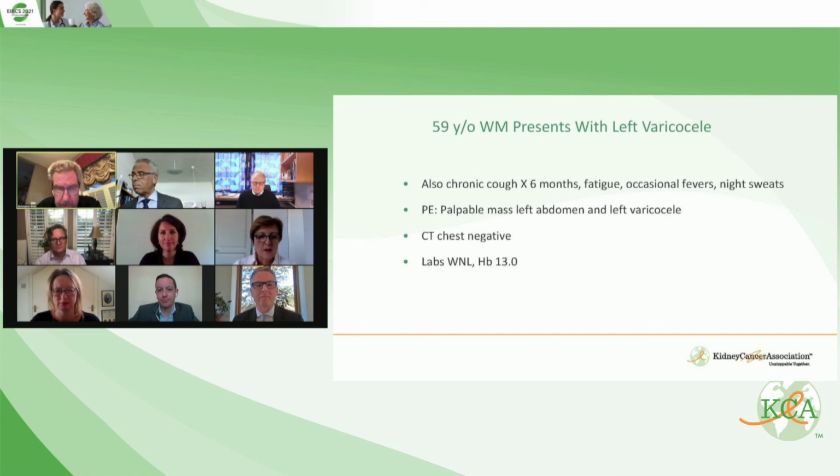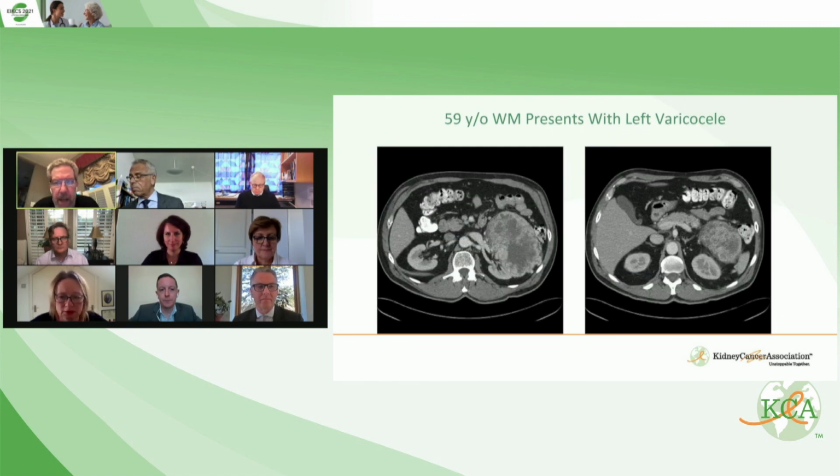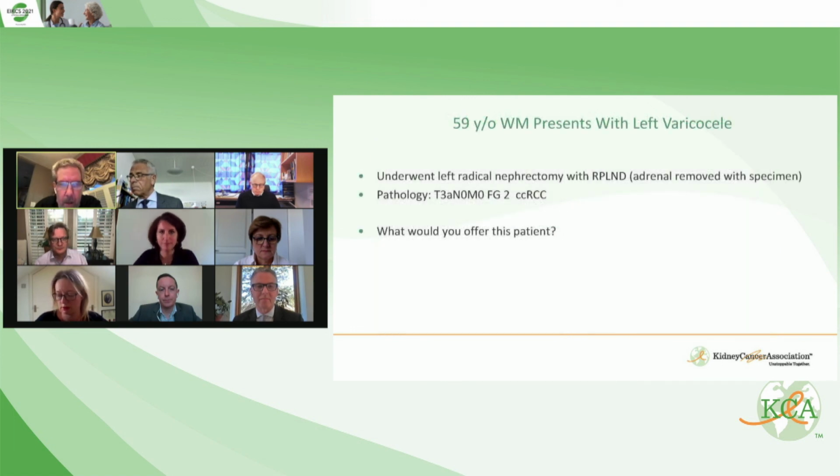Let's move on. So this next case is a 59-year-old white male who presents with a left varicocele. He also has had a chronic cough for the last 6 months, fatigue, occasional fevers, and night sweats. On physical exam, he has a palpable mass in his left abdomen with a left varicocele. CT scan of the chest is negative. His labs are within normal limits with a hemoglobin of 13. And you can see he has a locally advanced tumor involving his left kidney. He undergoes a left radical nephrectomy with RPLND.